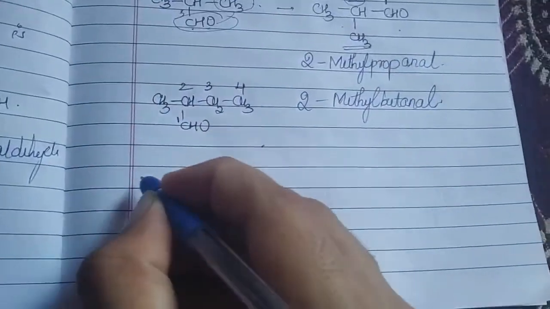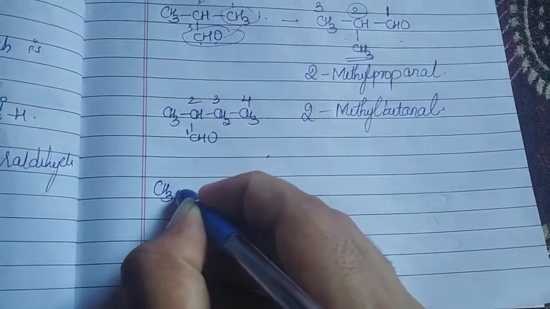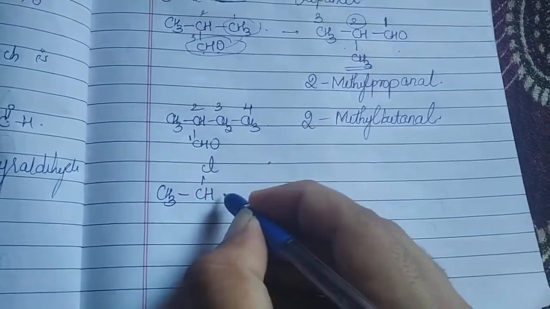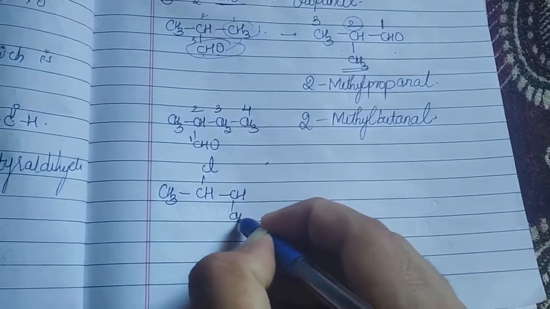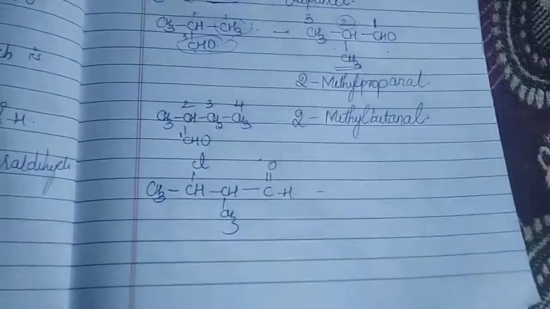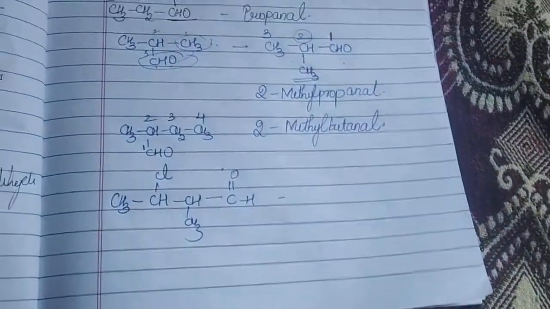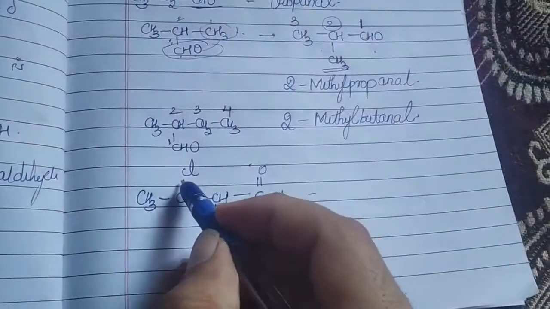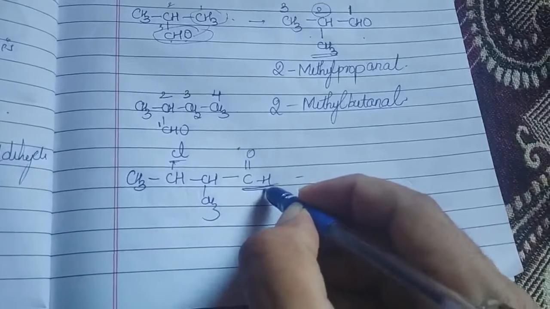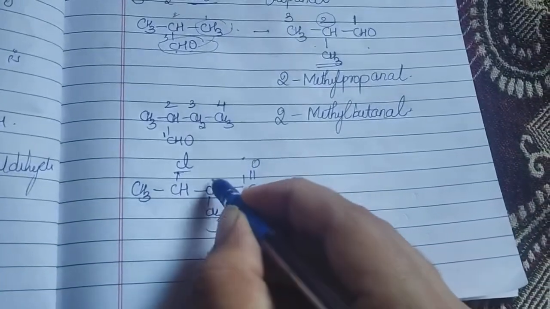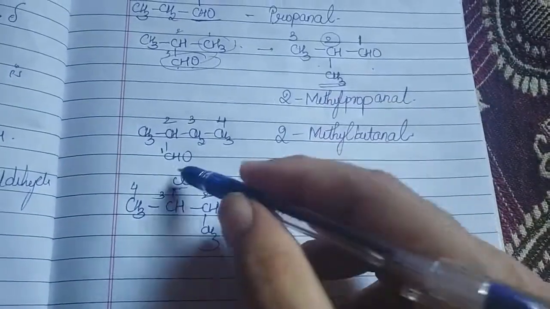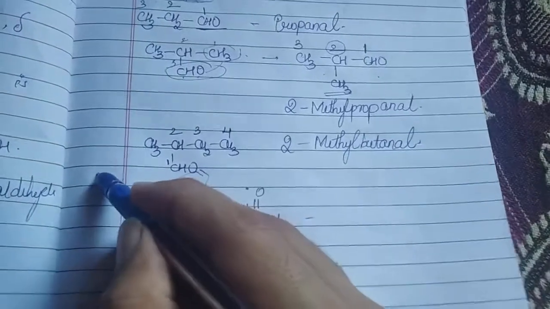Now let us take some halogen substituent: CH3, CH, let me write my Cl here itself, Cl, CH, CH3. Then let it be C double bond O H. Enough. So how can you number this now? Of course, remember, you have chlorine and you have the functional group. Our functional group should get the lowest possible number. So 1, 2, 3, 4. Here we have two substituents. One is our chloro, which starts with the letter C.